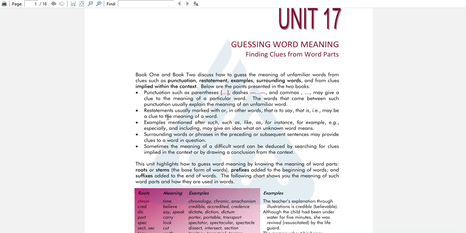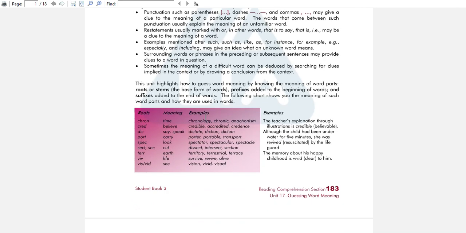And then the second one is restatement, usually marked with "or", "in other words", "that is to say", "that is". It may be a clue to the meaning of a word. It gives you a restatement or a synonym. And then, well, this is the example.